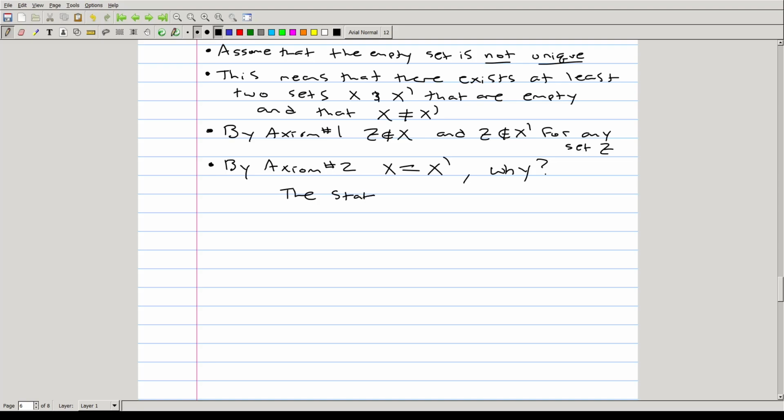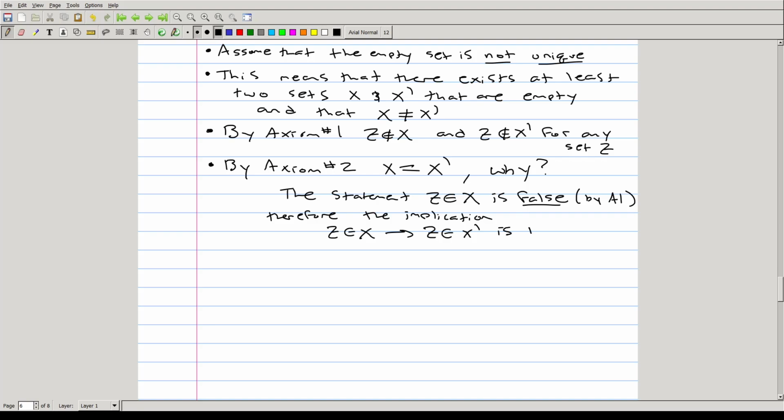The statement Z is an element of X is false, because we know that X is the empty set. So this is by axiom 1. Therefore, the implication if Z is an element of X, then Z is an element of X prime is true, by definition of the empty set for all Z.